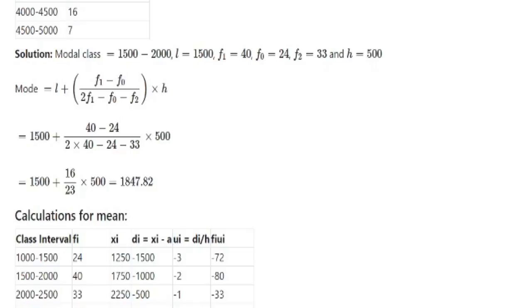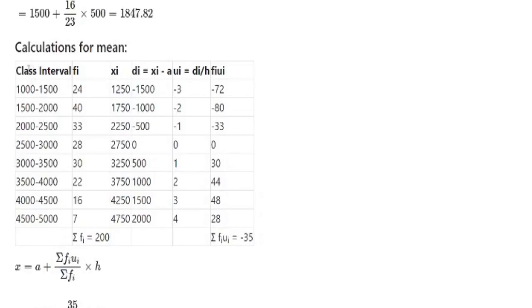Now we have to calculate the arithmetic mean. So here we have the data. The class intervals are 1000 to 1500. These are big numbers, so we are using here the assumed mean method. So first you write the table. We have to write class interval, then frequency, then class mark, then di. Di is the deviation. Di equal to xi minus a. A is the assumed mean. Then ui. Ui equal to di by h, then fi into ui.